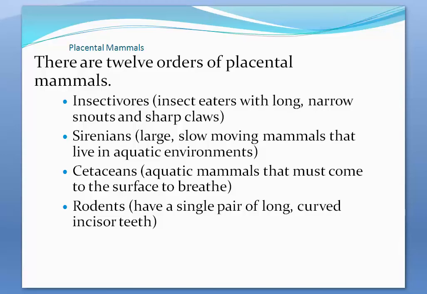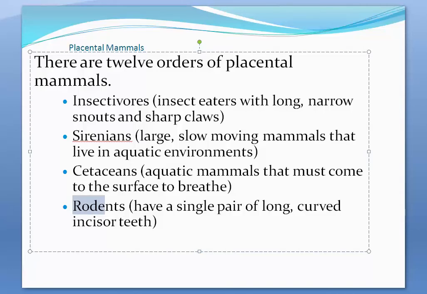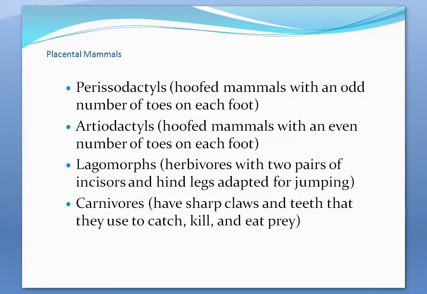And then our next one are rodents, which we all know what a rodent is, and they have a single pair of long, curved incisor teeth. So this is mainly for they can chew through just about anything, or mice, as our most famous example of a rodent. And so then our next group here, I guess kind of switch sides there. We have perissodactyls, and so these are hooved animals with an odd number of toes on each foot.